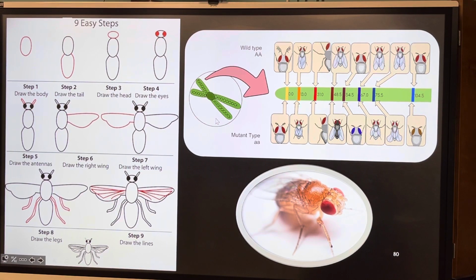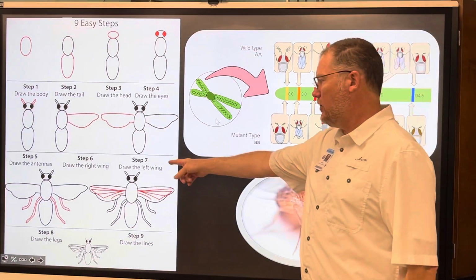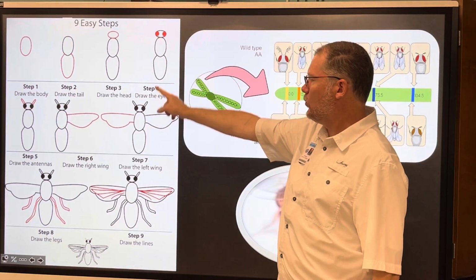I meant step 7. Ha! Step 7, not step 4. That's step 4. That's step 7.